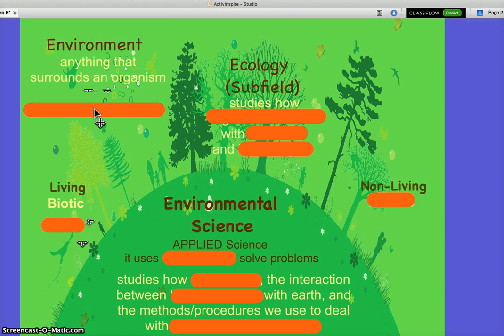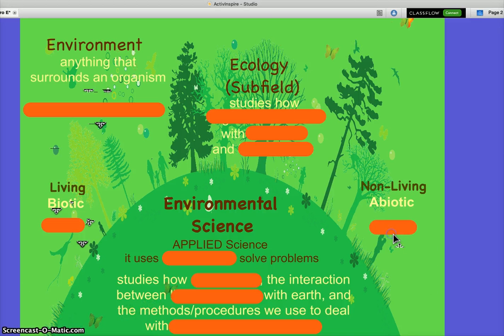You surround me, you're living. This surrounds me, it is non-living. So anything that surrounds you is considered environment. There's living components to environment. We call that biotic factors. What do you think we're going to call non-living? Non-biotic is good, but what's another way to say not biotic? Abiotic. Good job. Abiotic is non-living.